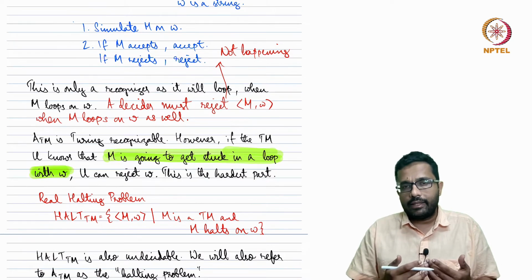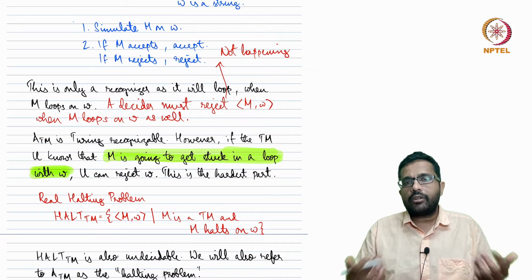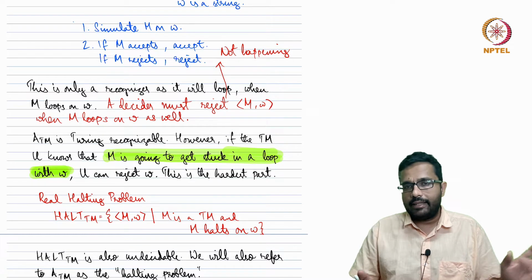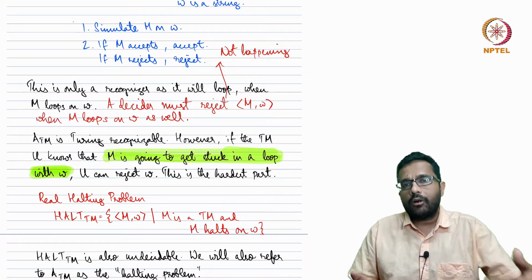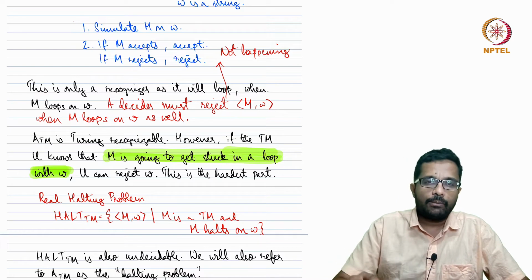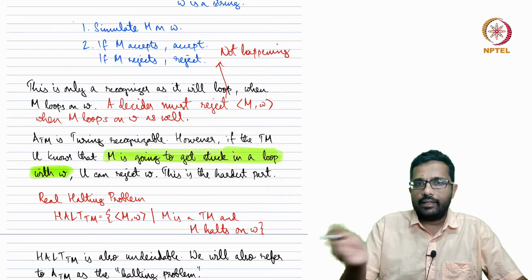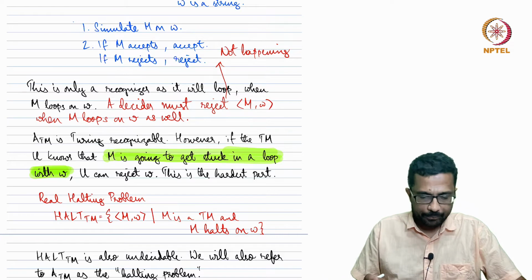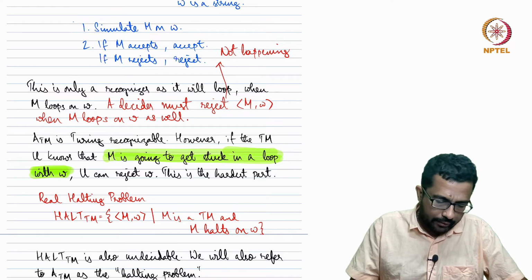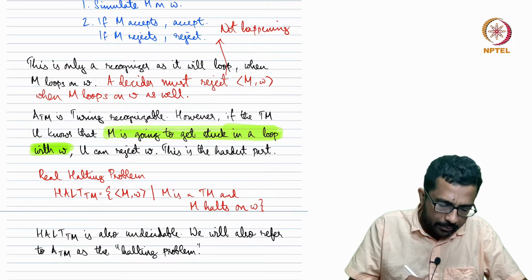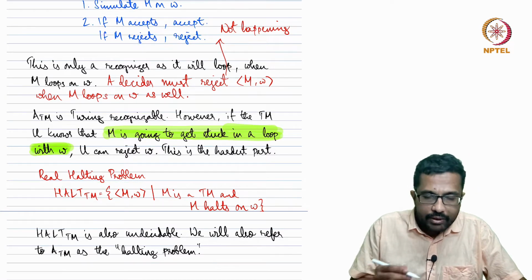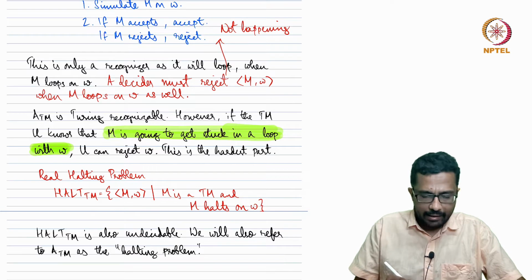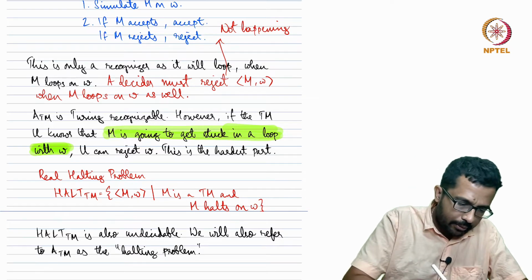You decide HALT-TM, and if M does not halt on W, then you immediately reject the ATM instance, because it's not going to get accepted. If we know M halts on W, then we can just run M on W and let it halt either way, accept or reject. So the real halting problem is HALT-TM, deciding whether M halts on W. But sometimes we may also refer to the language ATM as the halting problem.